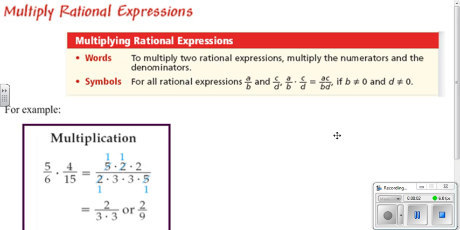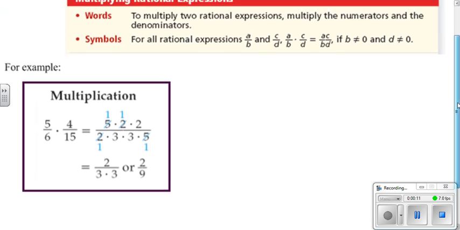Continuing on with our 9.1 lesson, we're going to be talking about multiplying rational expressions. And again, we're going to ease into it by looking at multiplying fractions. So if we come down to this example, we have 5/6 times 4/15. Now there are a couple different ways we can do this.